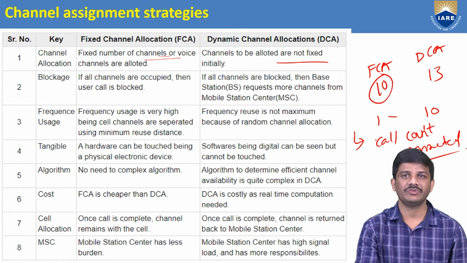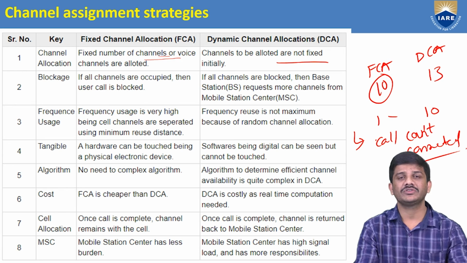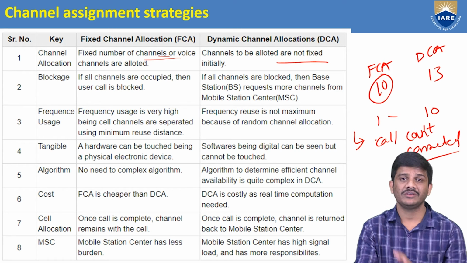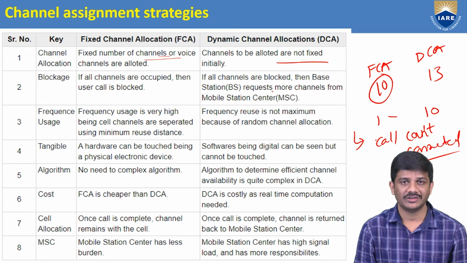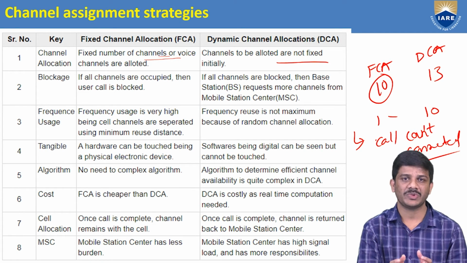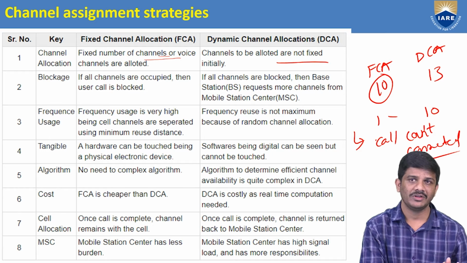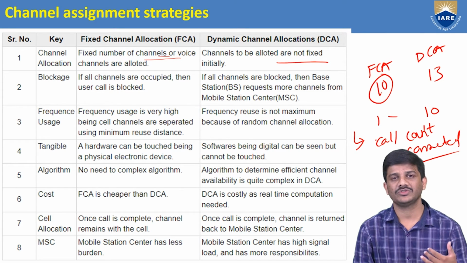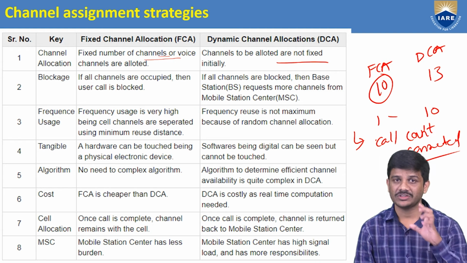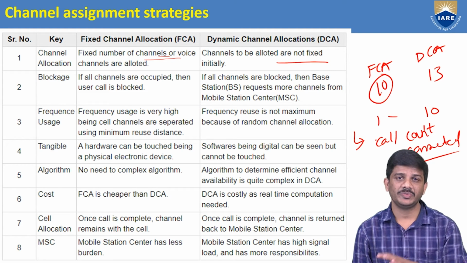Okay, like that the indication will come in the fixed channel strategy. But coming to dynamic channel allocation, if all the channels are blocked, in the fixed FCA, what will happen? There is no call conversation between one user and another user. But here we have the flexibility in the DCA.